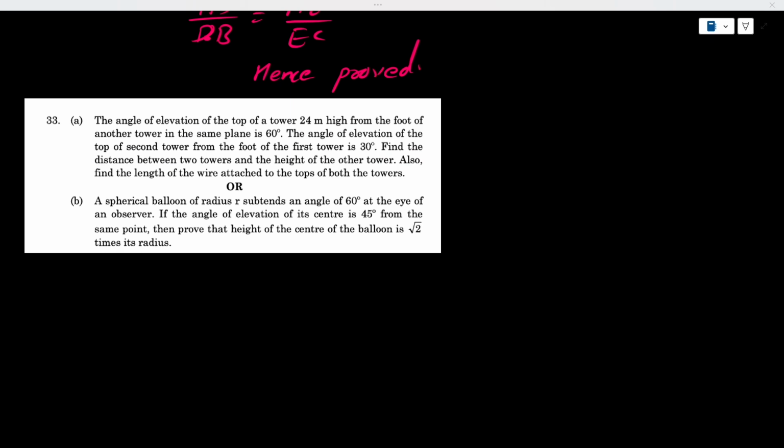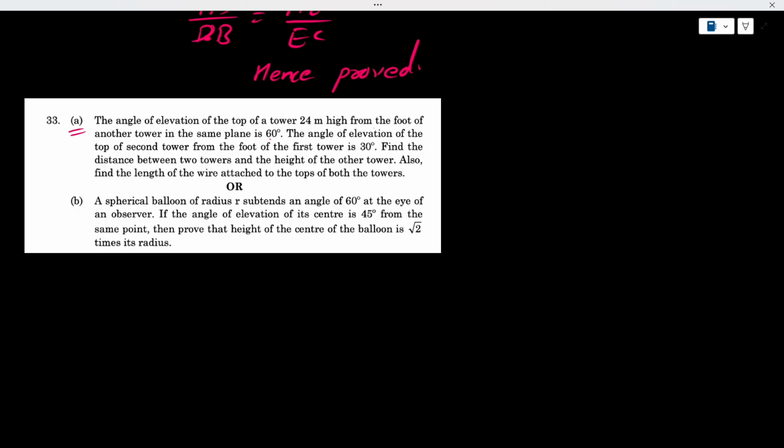Now this is the next question, 5 marker question. Both the questions are from height and distance, application of trigonometry. Let us take first the A part here. What is given here? The angle of elevation of the top of a tower of 24-meter height from the foot of another tower in the same place is 60°. The angle of elevation of the top of the second tower from the foot of the first tower is 30°. Then find out the distance between the two towers and the height of the other tower.